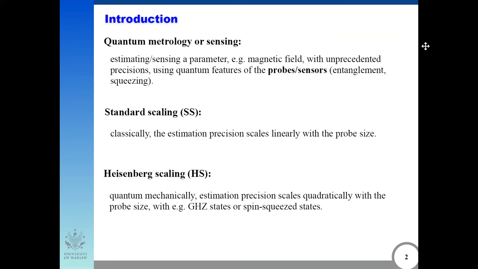In particular, we would like to go beyond the so-called standard scaling, which means that our estimation precision scales linearly with the probe size. This is the classical limit. With quantum features, people have shown that we can estimate these parameters with a precision that scales quadratically with respect to the probe size, using, for example, a GHZ state or a spin squeezed state, and then maybe measuring parity operators and so on. This is well known, this excitement of Heisenberg scaling.